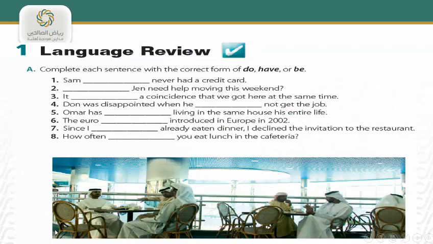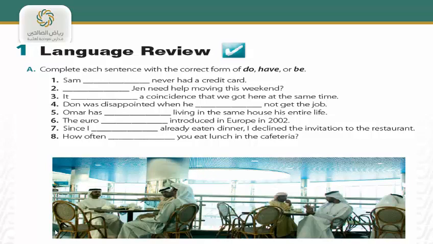In the first exercise, complete each sentence with the correct form of do, have, or be. Can you think of the answers of this exercise? Sam Blank never had a credit card. Which auxiliary verb of the three do we use in this sentence? It has never, and it has the word had. Okay, so yeah. Sam has never had a credit card. Exactly. This is present perfect.